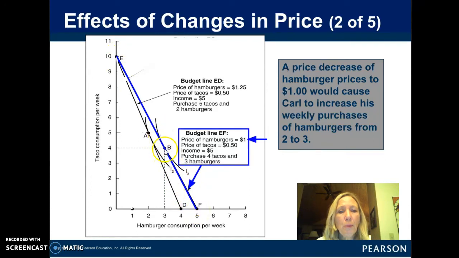So now there's a new point of tangency, and that means that consumer has a new combination of goods that maximizes their utility. So it goes back to the idea of how can a consumer get more of what they want? Well, if the price of a good declines, then the consumer will buy more of that good.